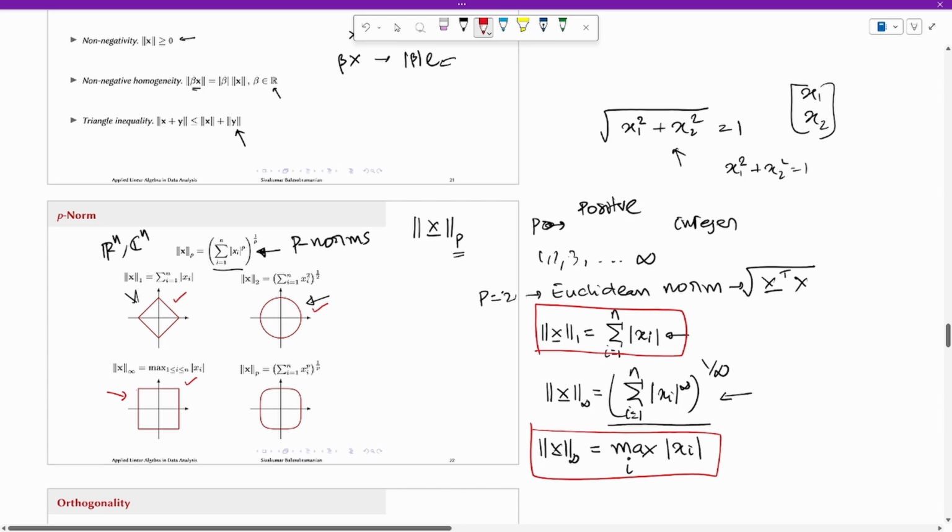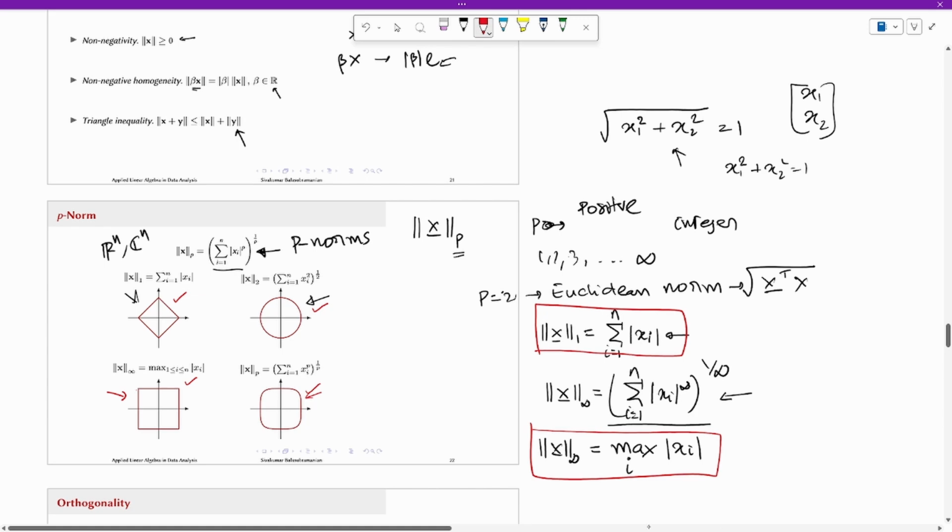It turns out any value of p between 2 and infinity will have a norm ball that looks like this. Essentially, you start with a diamond, it becomes a circle, and then as you increase the value of p, the circle slowly gets deformed into a cube, so it kind of looks like this. You can verify this by writing a program and computing it as well, but that's what will come out.